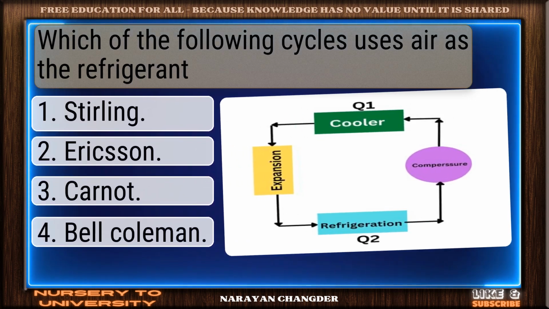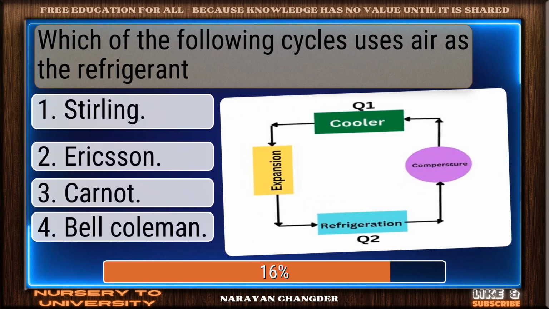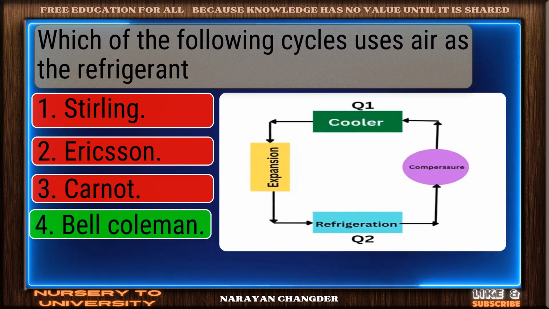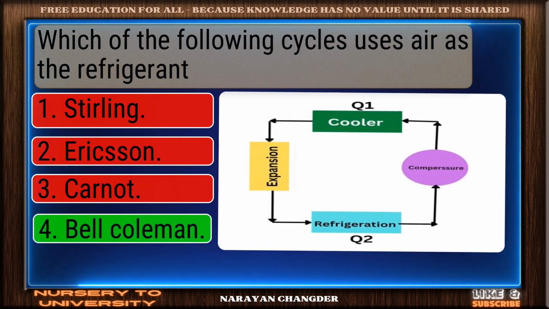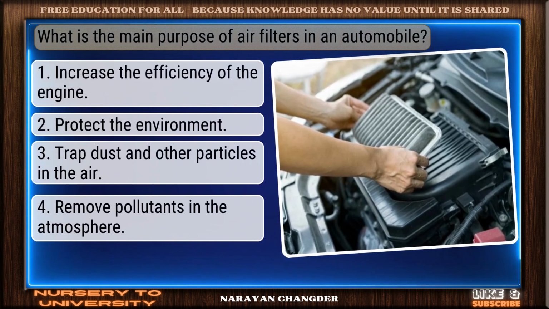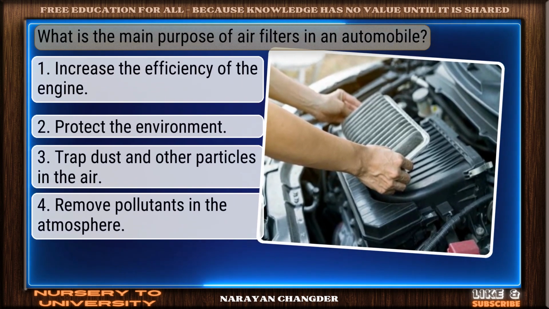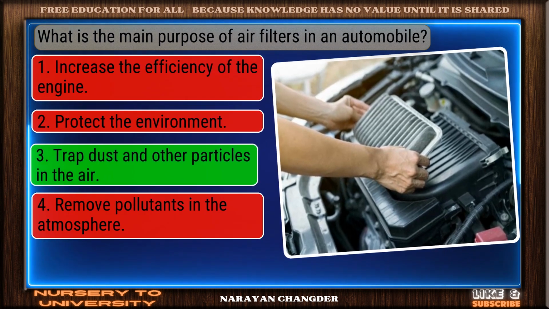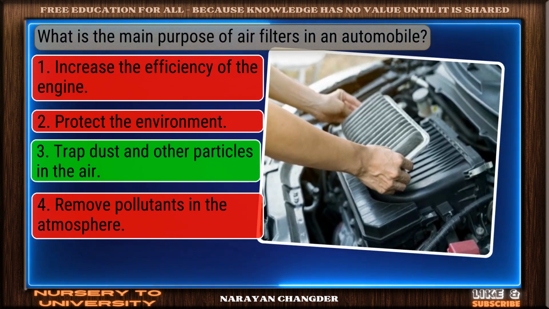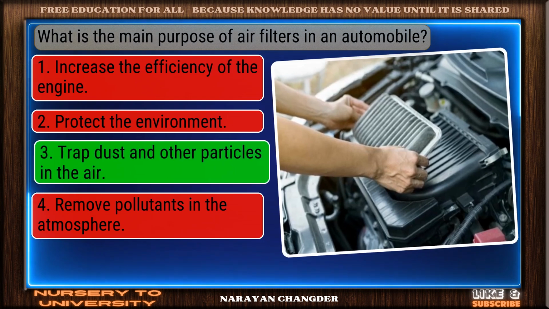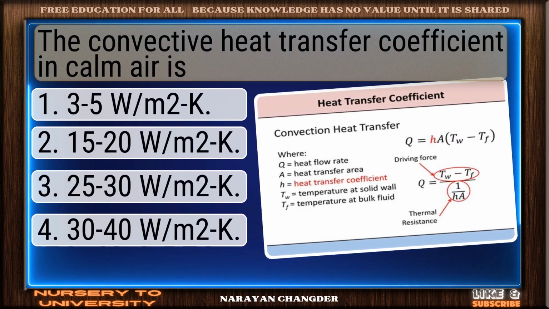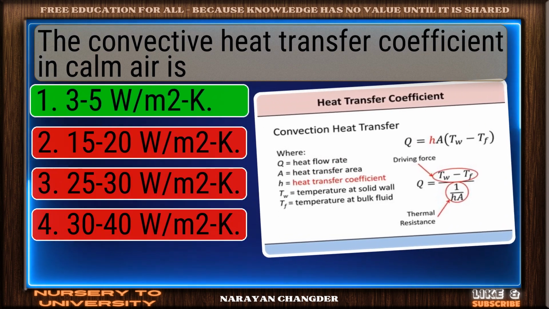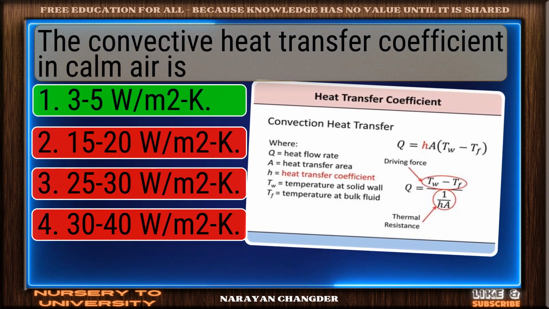Which of the following cycles uses air as the refrigerant? Exactly. Bell-Coleman makes sense, and it is the right choice. What is the main purpose of air filters in an automobile? Nice selection. Trap dust and other particles in the air is the correct and valid answer. The convective heat transfer coefficient in calm air is? Great thinking. 3512K is the right choice.